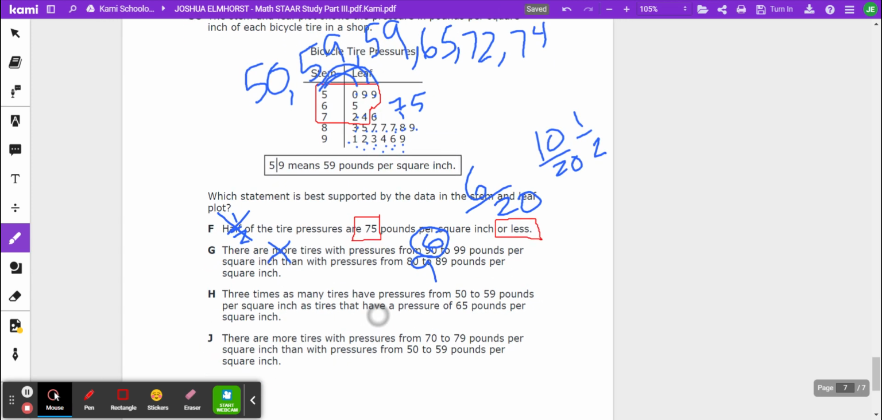3 times as many tires have pressure from 50 to 59 as tires have pressure of 65. 1, 2, 3. There's 3 of them. And there's only 1. So 1 times 3 equals 3. So that looks like that checks out. There's more tire pressures from 70 to 79, which is 3, than there is from 50 to 59. Okay, these are actually the same, so it's not more.